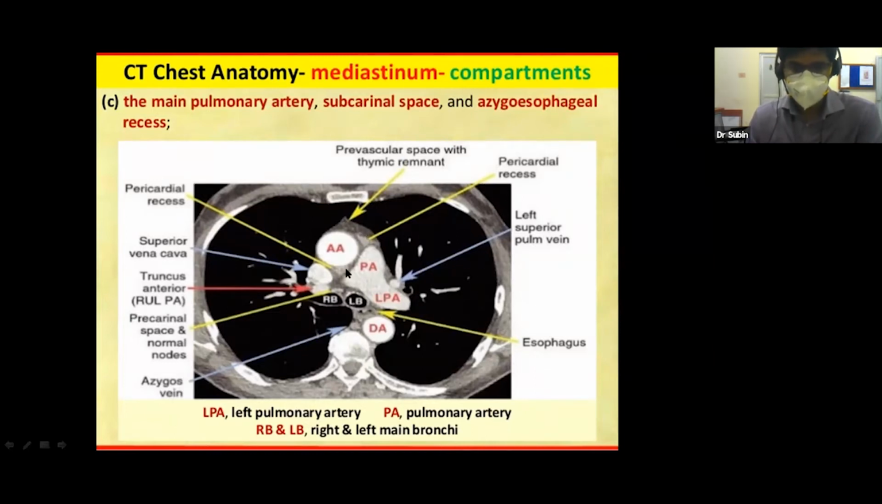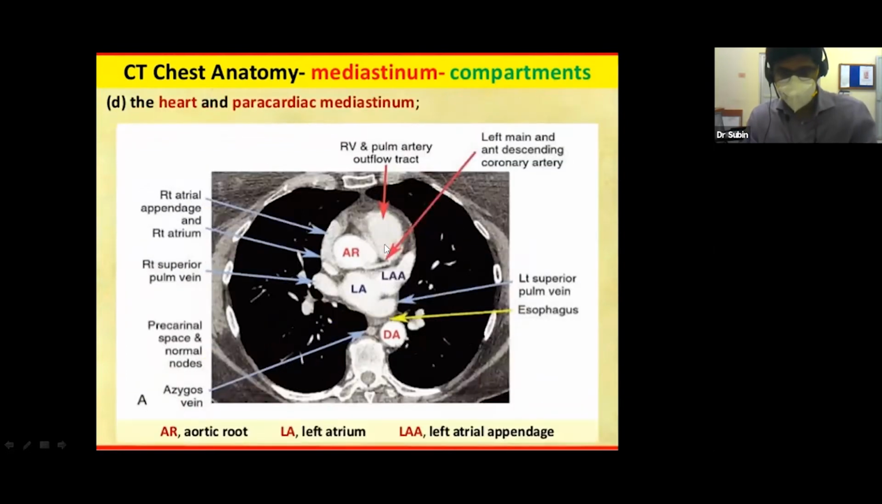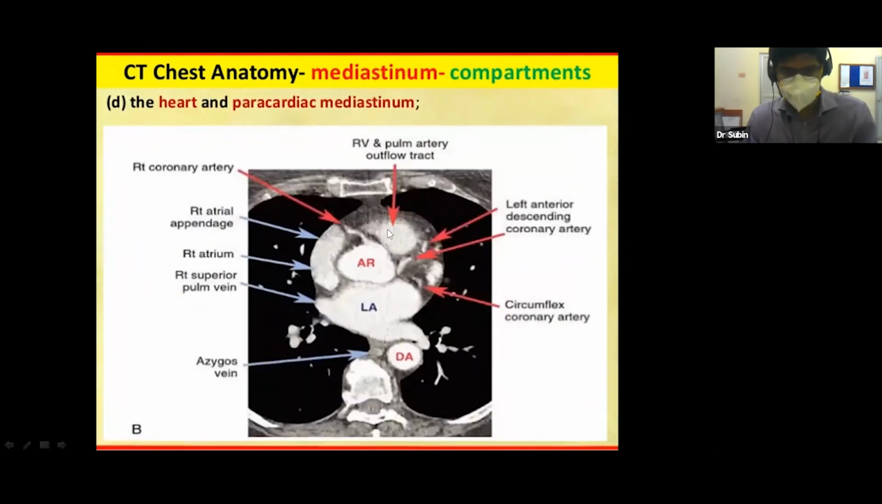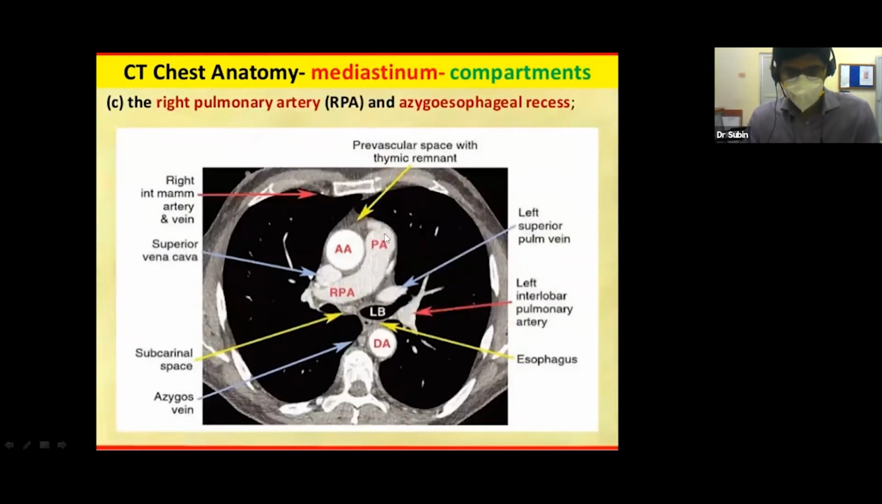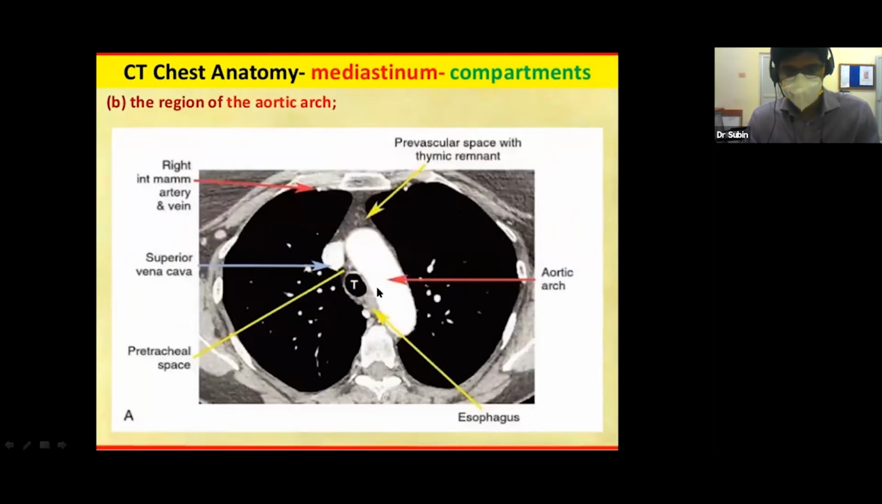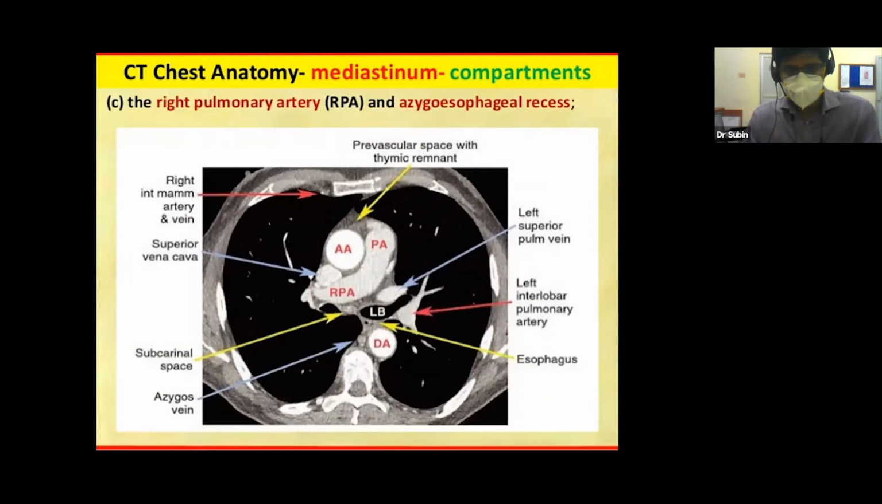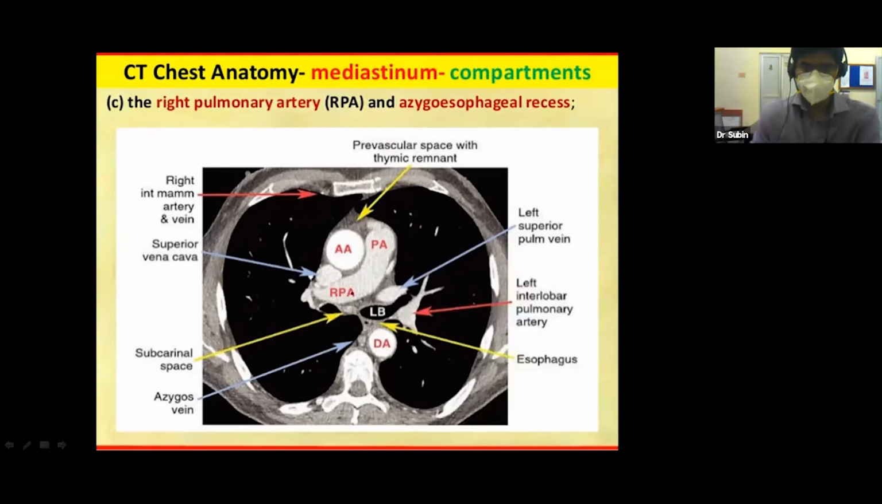All right. So after you start seeing the aorta, you start seeing the pulmonary artery. The aorta is always on the right of the pulmonary artery, and that is the main pulmonary artery. That is the right ventricle. If you trace the right ventricle up, it will lead into the pulmonary artery. This is the left pulmonary artery. And this is the right pulmonary artery.